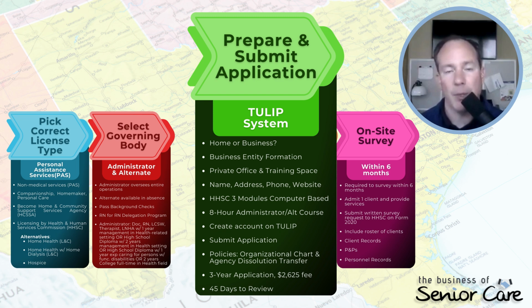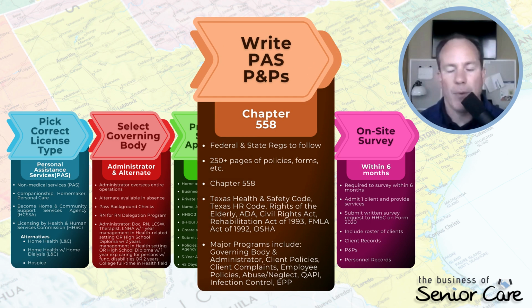And your license, when you submit your application, the payment is $2,625, and it's good for 3 years. So the next time you have to go through the licensure recertification process is 3 years from then, when it's time to renew. All right, moving on to step number 4.